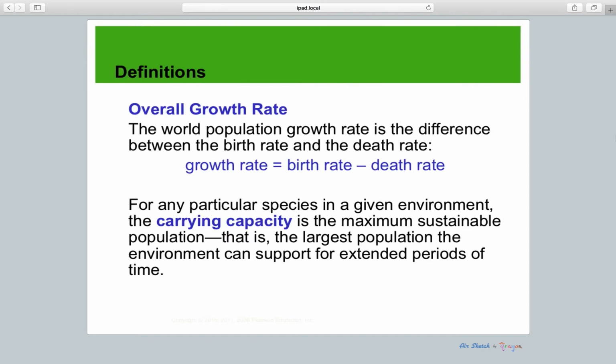All right, so let's talk about some rates. People aren't just populating, right? They also die off. So we call the overall growth rate the birth rate minus the death rate. And for any particular species in a given environment, we call the carrying capacity the maximum sustainable population. So that's the largest population that the environment can support for an extended amount of time.